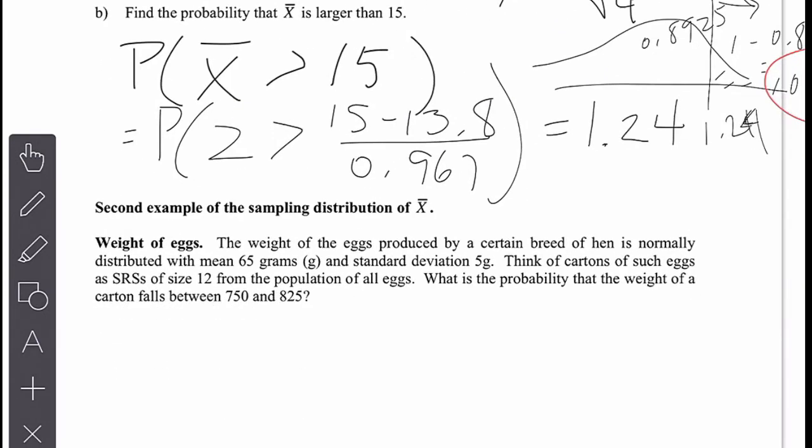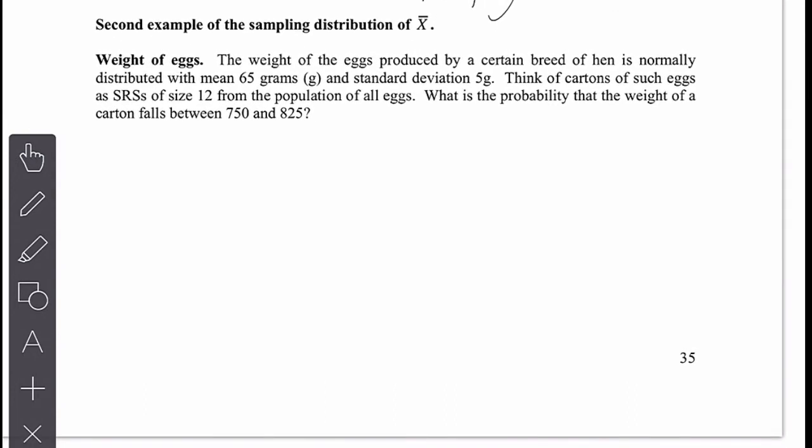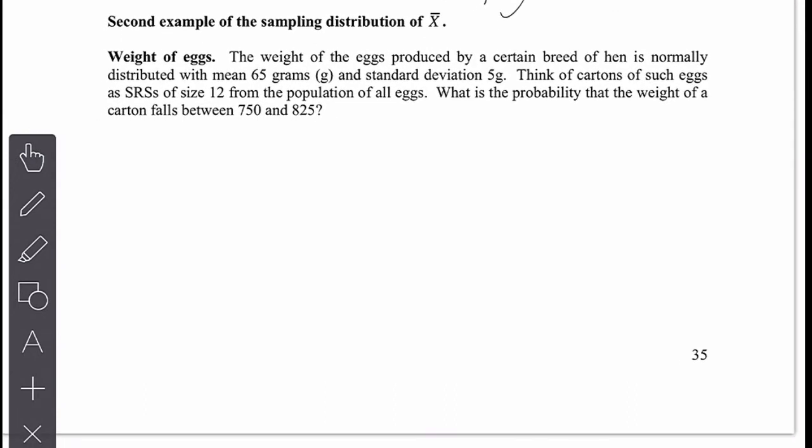The weight of the eggs produced by a certain breed of hen is normally distributed with mean 65 and standard deviation 5. So that means X, the original variable, is distributed normally with a mean of 65 and a standard deviation of 5.